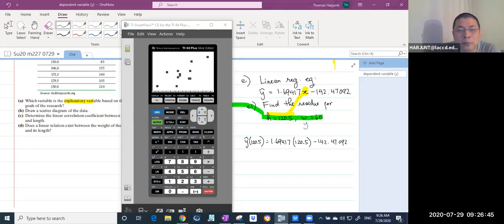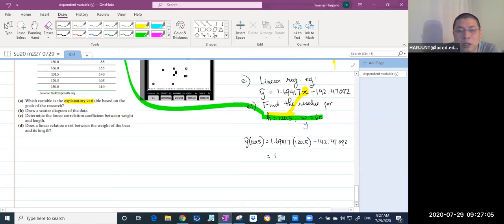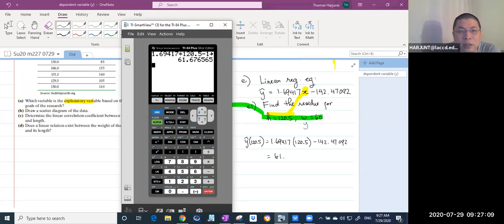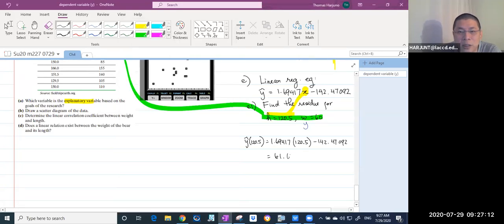Okay, 1.69417 times 120.5 minus 142.47092. That's 67657. That's the Y bar.